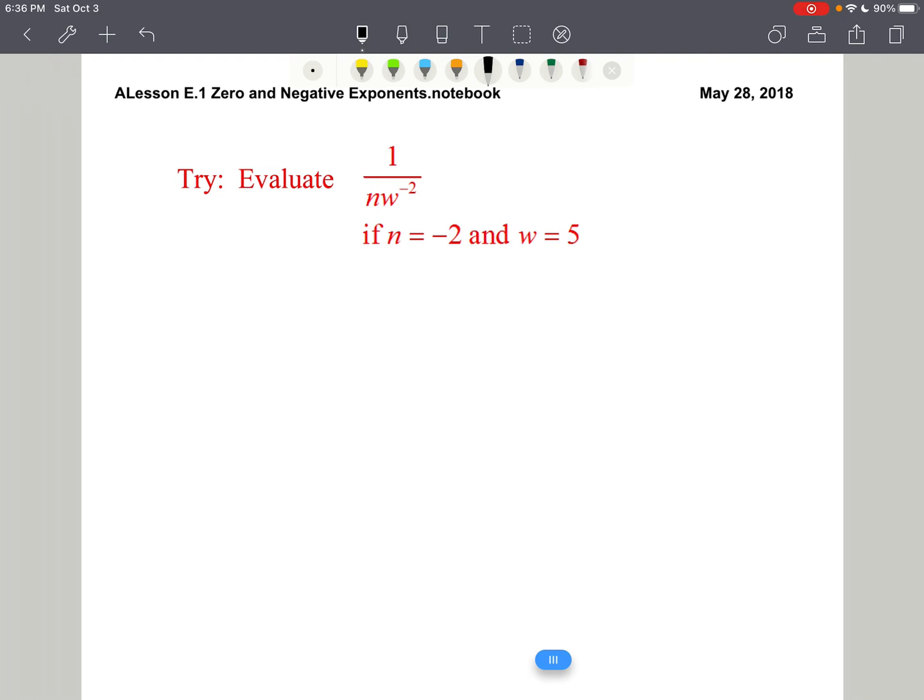Okay, let's try another one. Evaluate 1 over n w to the negative 2. Go ahead and see if you can try this one on your own, and we'll check your answer versus my answer. And then I'm going to do just 2 more tries for you. Make sure you've got it, and we'll be done.